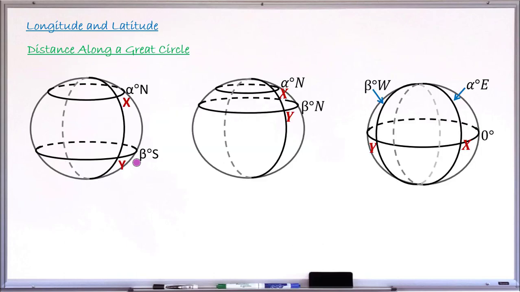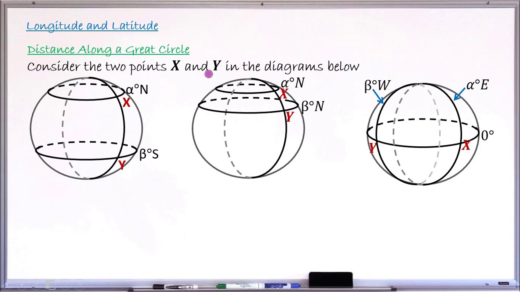So to begin, let's consider these 2 points x and y in these different diagrams. As you can see in the first diagram, the point x and the point y happen to be on the same longitude. Look at the longitude here. The 2 points in the second drawing, x and y, also happen to be on the same longitude. Looking at the 2 points x and y in the third drawing, they happen to be along the equator, 0 degree latitude. So it is this distance that we would like to find between those 2 points.